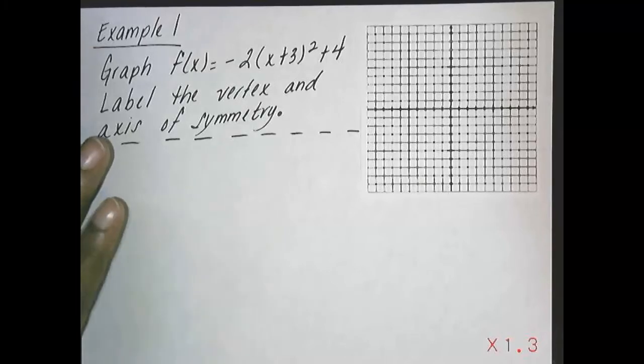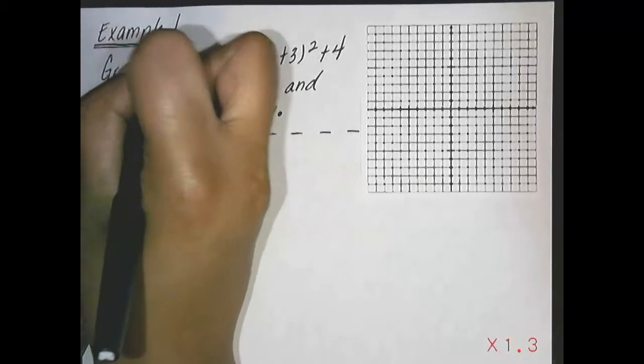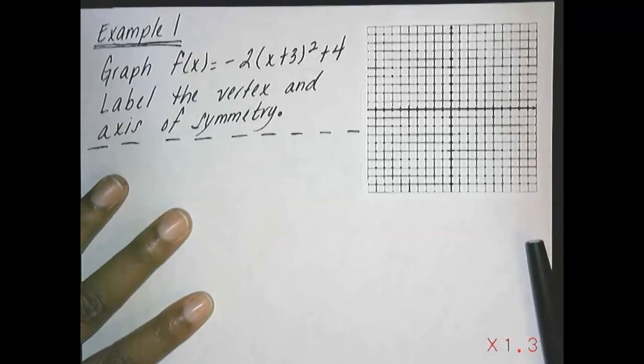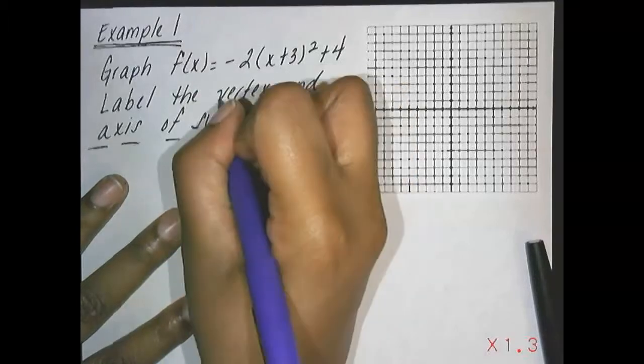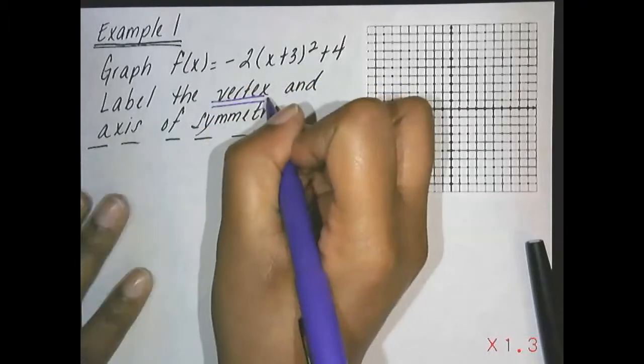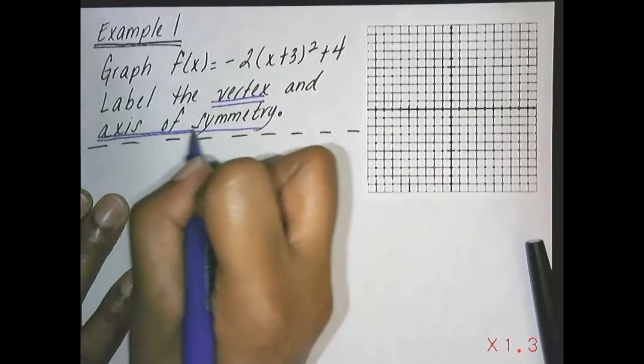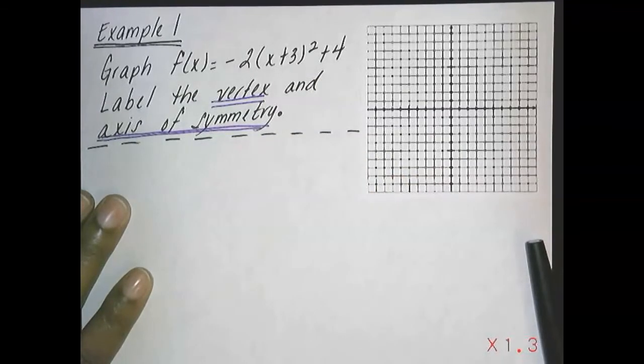Hi, good day everyone. This is example number 1. We are going to graph the function f of x is equal to -2 times (x plus 3) squared plus 4. We are going to label the vertex and we are going to label the axis of symmetry. Okay, those are two very important vocabulary words. So why don't we just go ahead and get started?